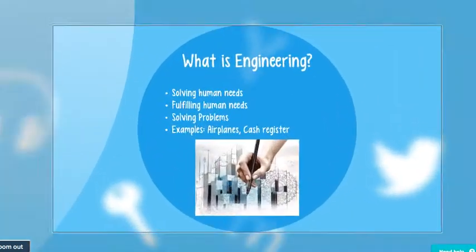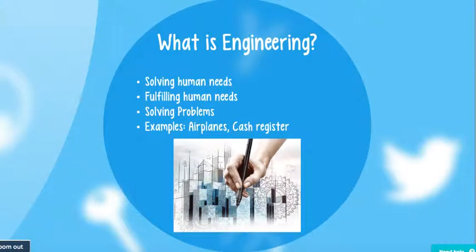So now let's look at engineering. What is engineering? Engineering is all about solving human needs and then fulfilling human needs. So the main idea of engineering is that it is solving problems. Some examples of engineering might be airplanes. An engineer may have thought of a problem: how can people get from one place to another quickly? And they designed airplanes. Or an engineer may have thought of the idea of a cash register. It's something that protects money in a store. So those are some ideas about engineering.